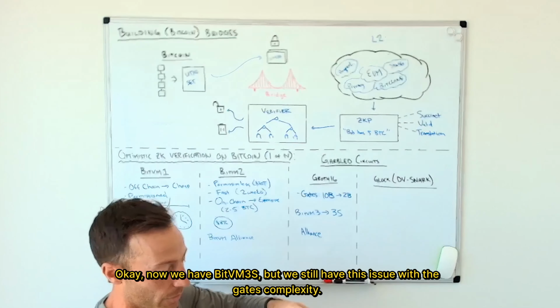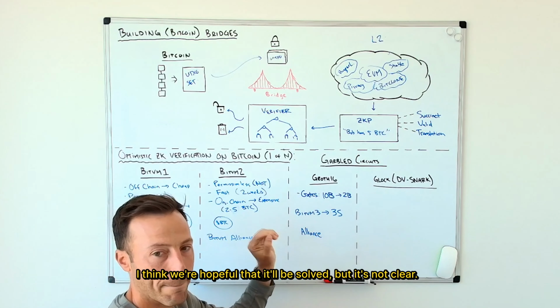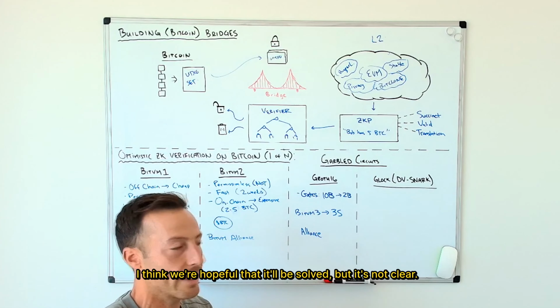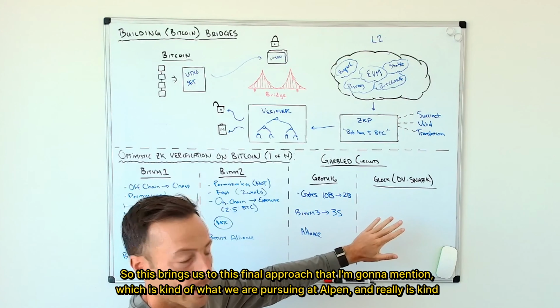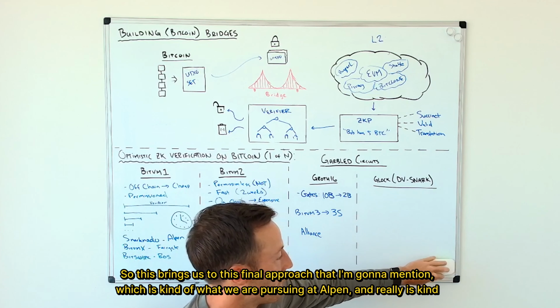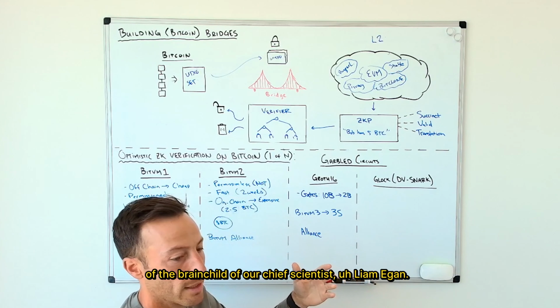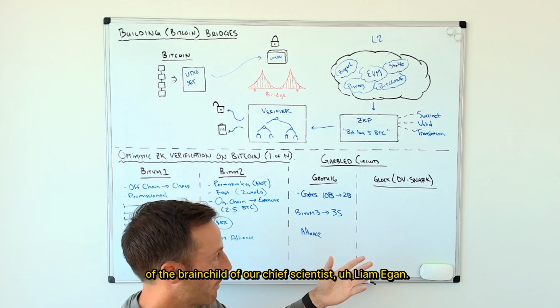Okay, now we have BitVM 3S, but we still have this issue with the gates complexity. I think we're hopeful that it will be solved, but it's not clear. So this brings us to this final approach that I'm going to mention, which is what we are pursuing at Alpen, and really is the brainchild of our chief scientist, Liam Egan.